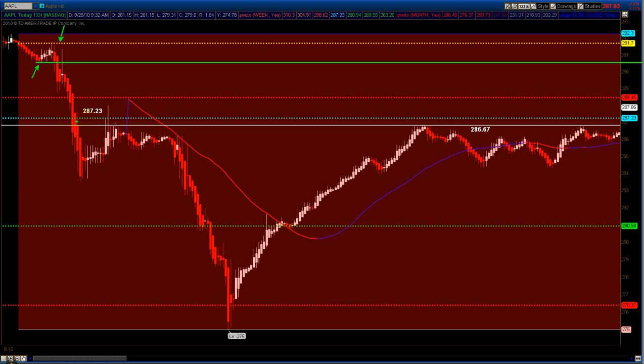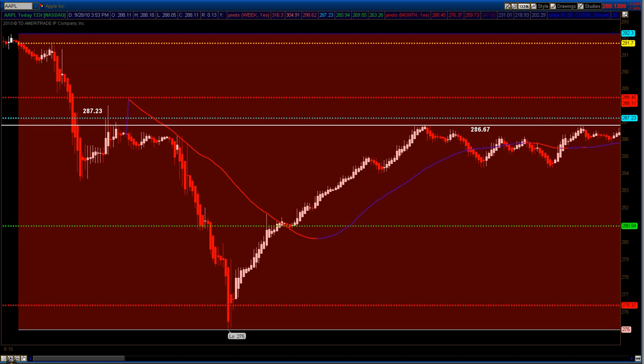We came down and we sold all the way through both of our support levels and down to 284. Sorry guys, I had to take a phone call. I'm not 100% where I was before, but we had a huge sell-off here. I'm looking to get shorted around this 287.23 level. I would have taken my short here, and I'm looking for a move.